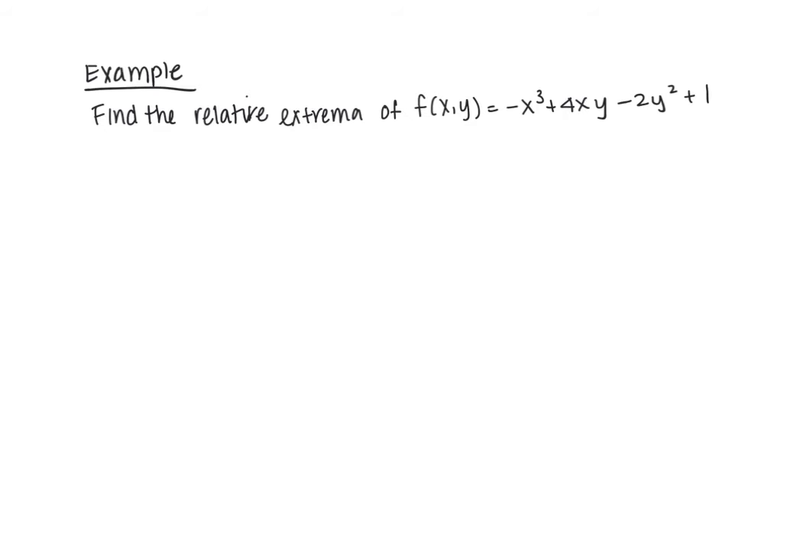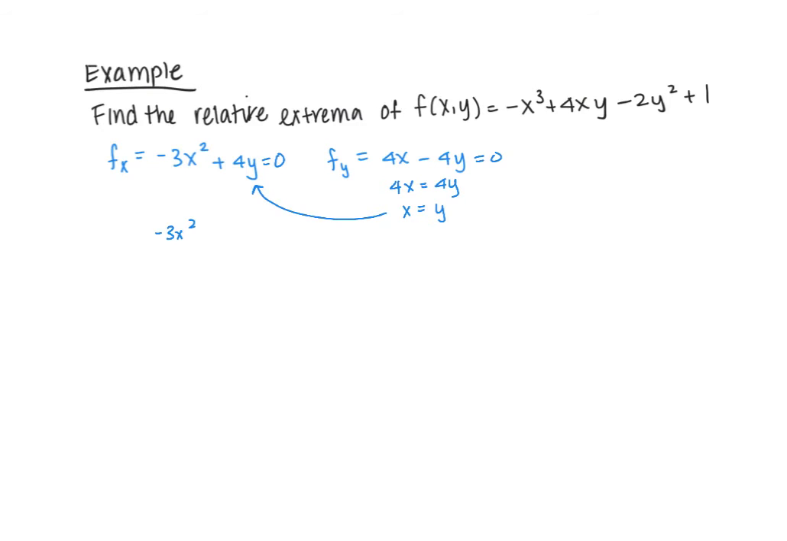So the partial derivative with respect to x is negative 3x squared plus 4y, and the partial derivative with respect to y is going to be 4x minus 4y. This sets up a system of equations because they're both going to be equal to 0. So I know from the second equation 4x equals 4y, which means that x has to equal y.